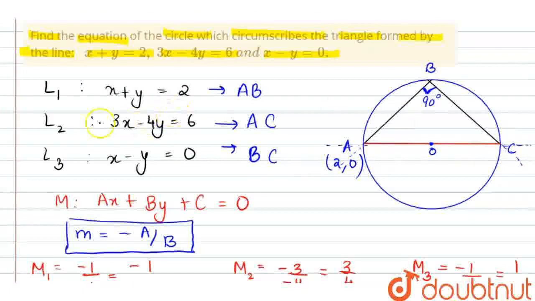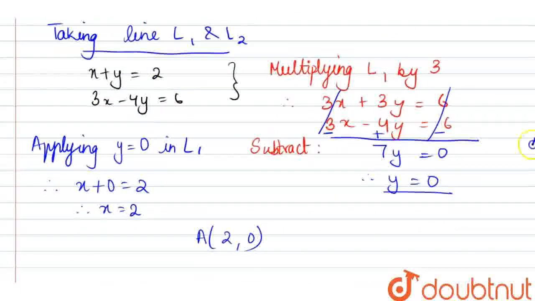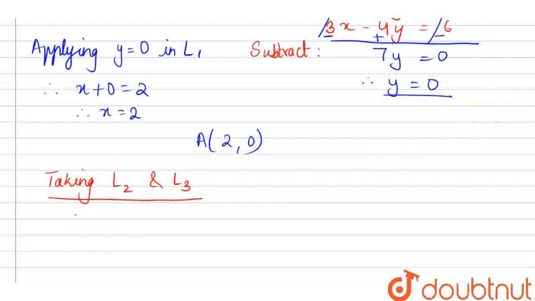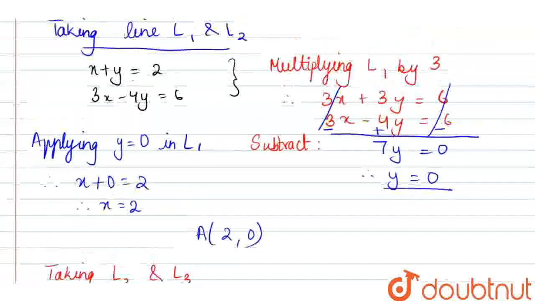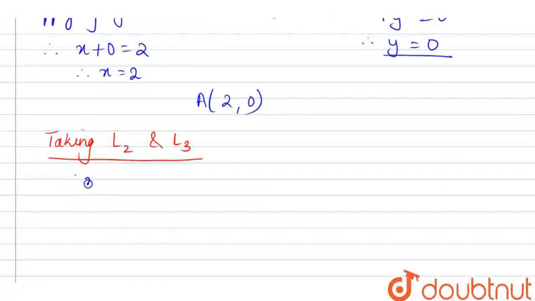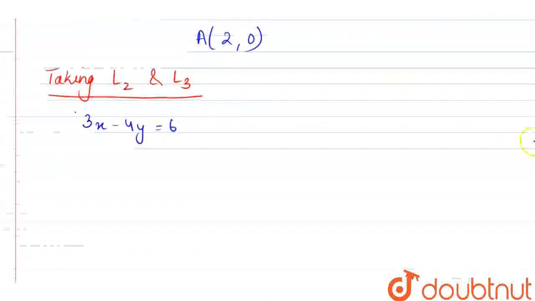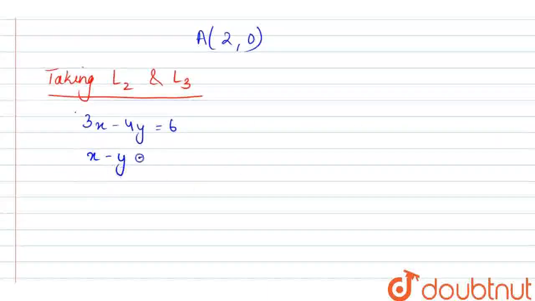Now to calculate C, we'll take line AC and BC, that is L2 and L3. Taking L2 and L3. L2 shows 3x minus 4y is equal to 6. And L3 shows x minus y is equal to 0.